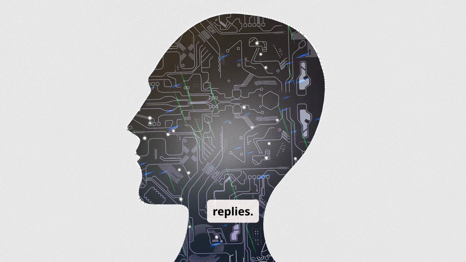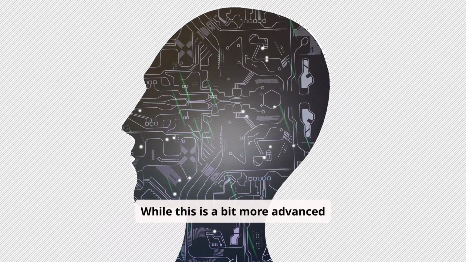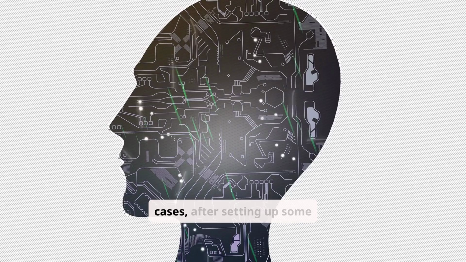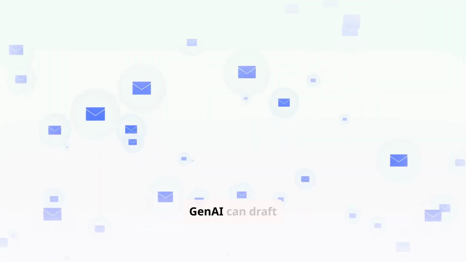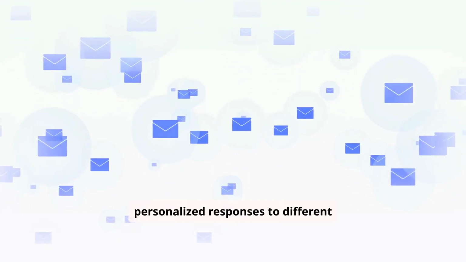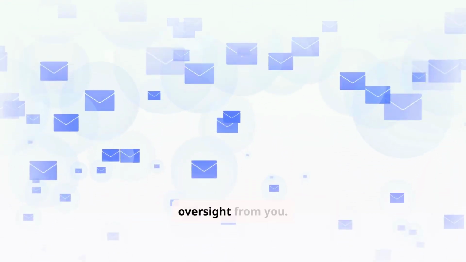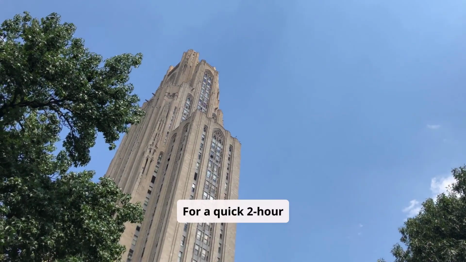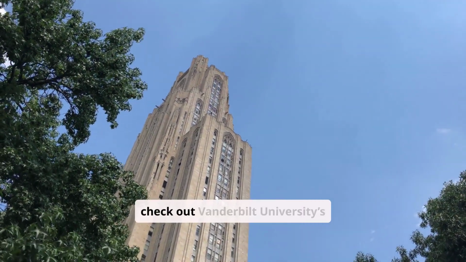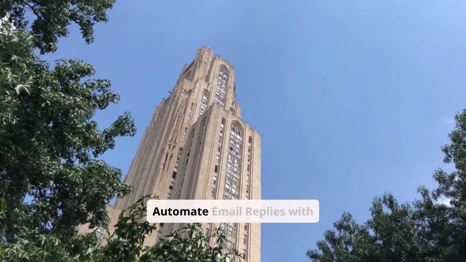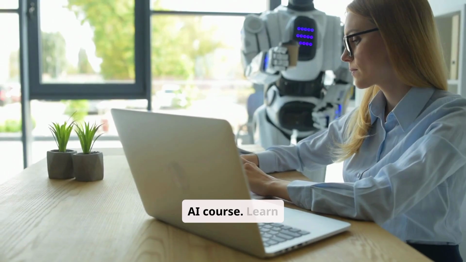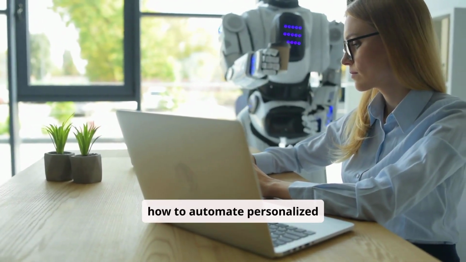After leveraging Gen AI to summarize and compose your emails, the natural next step is to automate your email replies. While this is a bit more advanced than the previous two use cases, after setting up some basic integration and establishing certain parameters, Gen AI can draft personalized responses to different emails with only minimal oversight from you. For a quick 2-hour tutorial on how to do it, check out Vanderbilt University's ChatGPT plus Zapier Automate Email Replies with AI course. Learn how to automate personalized follow-ups, responses, and attachments to handle your inbox effortlessly.